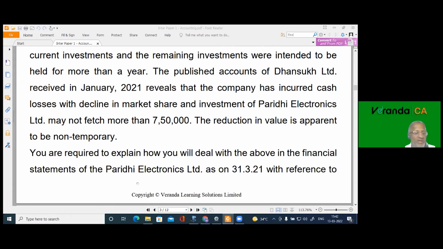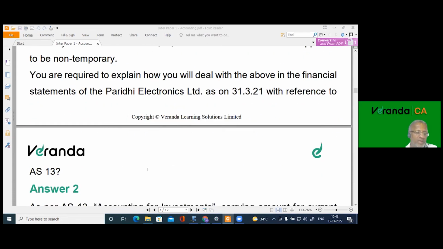The reduction in value is apparent to be non-temporary. Non-temporary means permanent. You are required to explain how you will deal with the above in the financial statements of Paridhi Electronics as on 31st of March 21 with reference to AS 13.